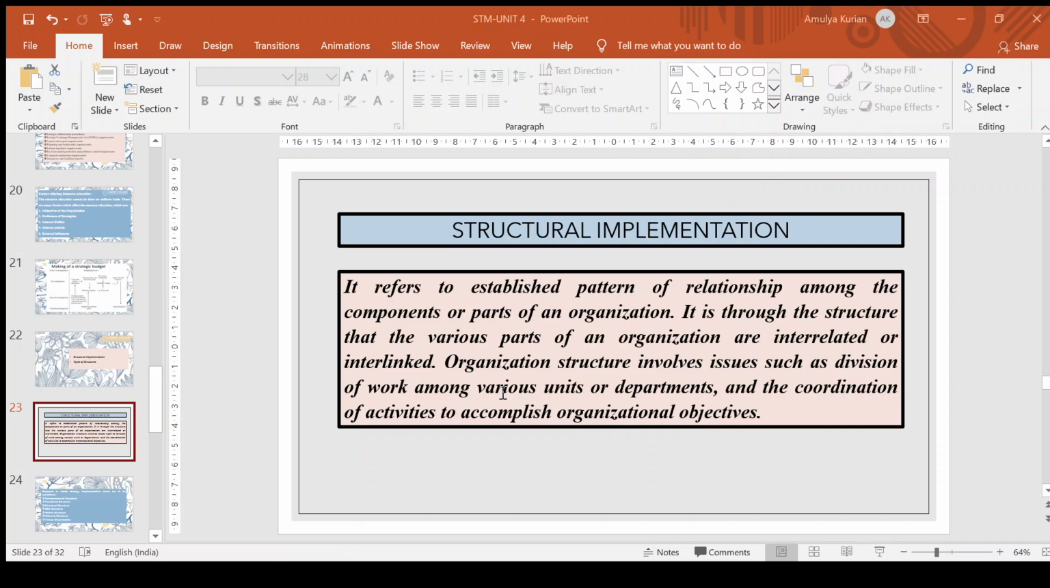When you need more control, we will be going for the tall structure. When it should be a little more decentralized decision making, or the focus should be on the learning procedures, then it will be recommendable for a flat structure.